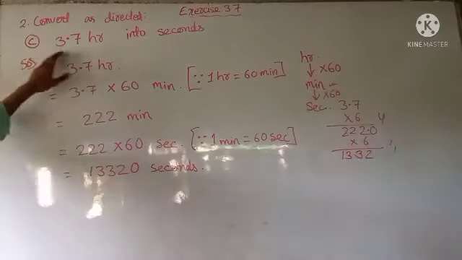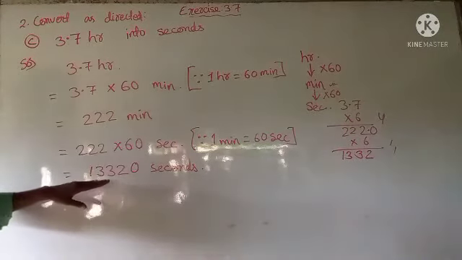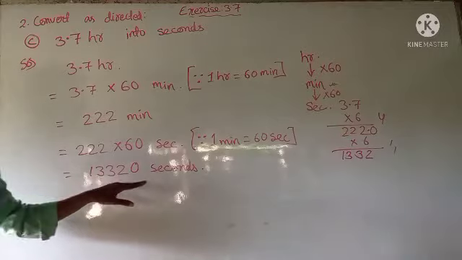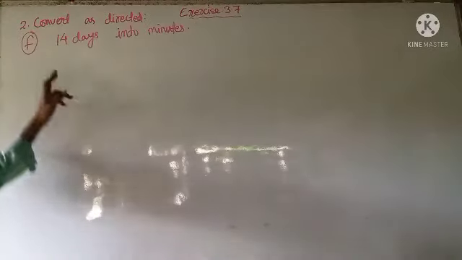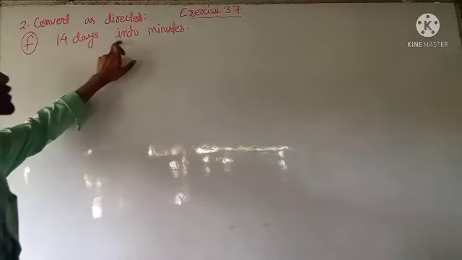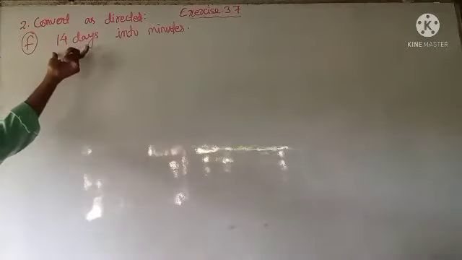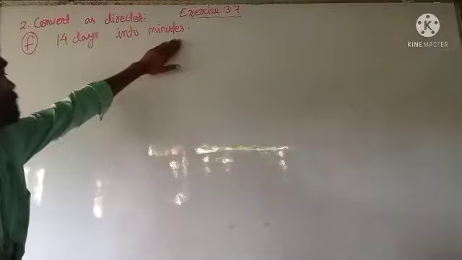So 3.7 hour is equal to 13,320 seconds. Now let me show you one more from here. So option number F I have taken here, that is 14 days into minutes. This 14 days we will convert into minutes.